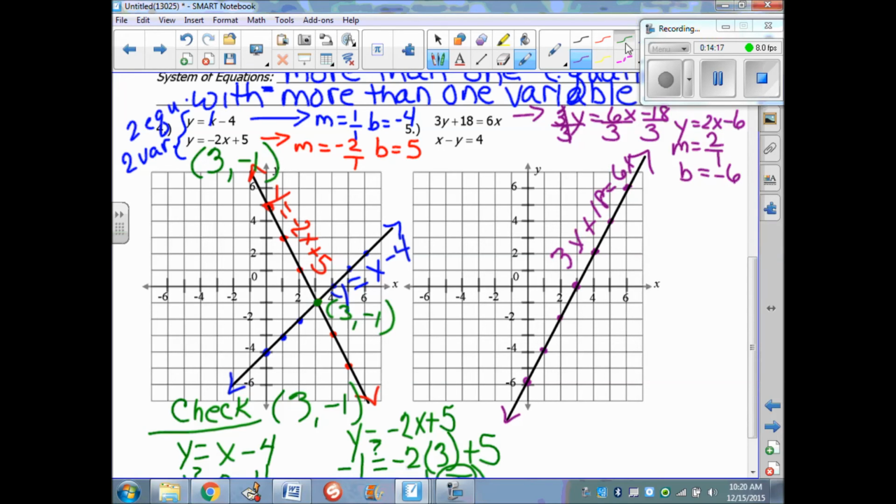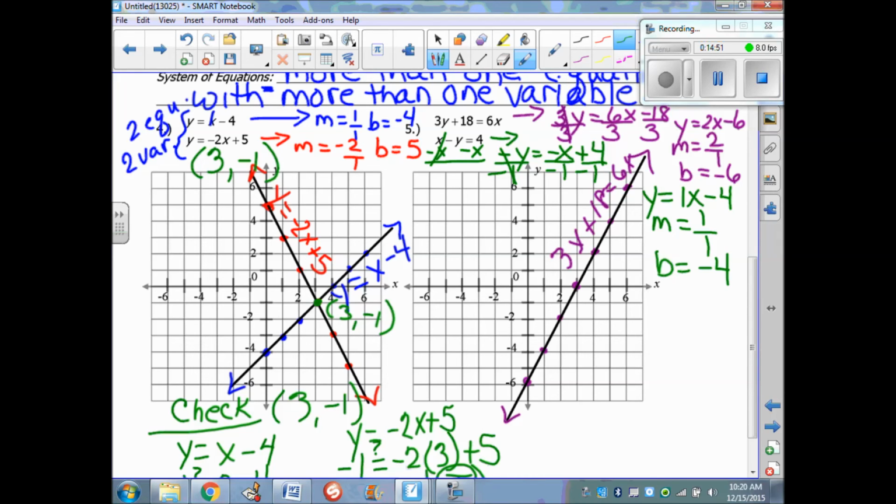And now I'm going to take my second equation, and I've got to solve for y again. I've got to isolate y, so I'm going to subtract x. And I get -y equals -x plus 4. And I'm going to divide by -1 everything. So y is equal to 1x minus 4. So my slope is 1 over 1. And my y-intercept, or my beginning point, my starting point, is -4.